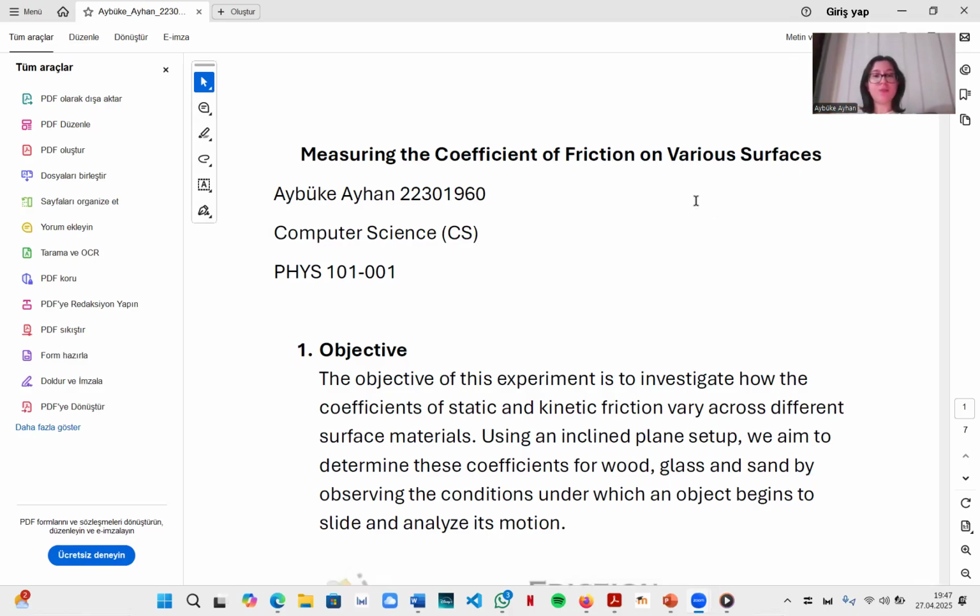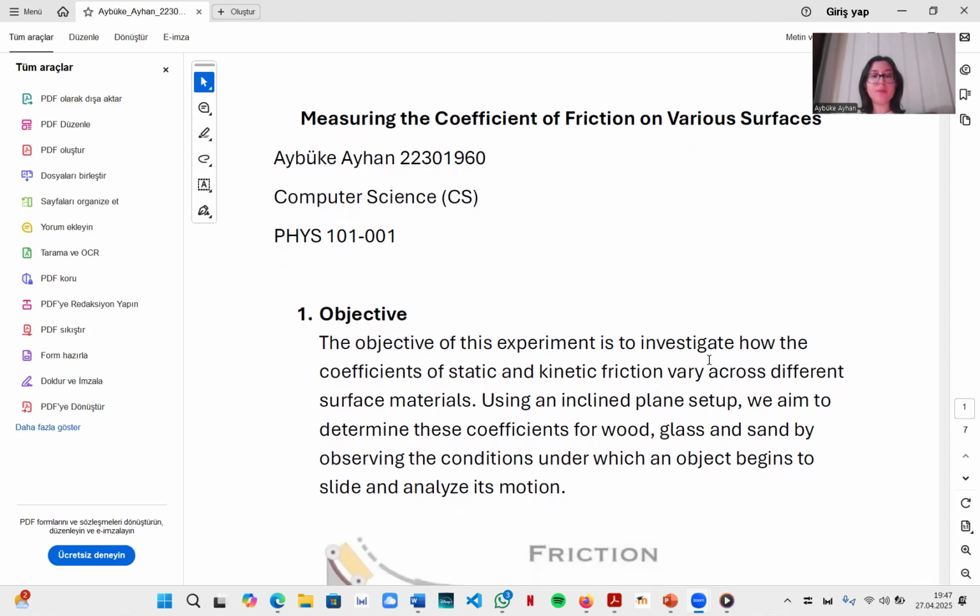Hello, my name is Aybüke Ayhan, and today I will be presenting the experiment I conducted for my Physics 101 course, titled Measuring the Coefficient of Friction on Various Surfaces. This experiment aims to explore how static and kinetic friction coefficients vary depending on surface materials.